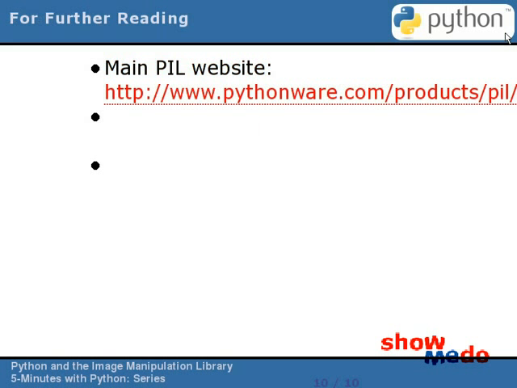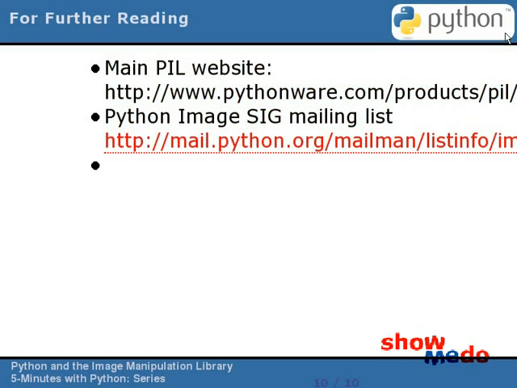PIL is an open source product of Secret Labs AB under the banner of Pythonware. Besides being free, they also offer commercial support contracts. Within the Python community, those interested in imaging hang out on the mailing list of the Image Special Interest Group.